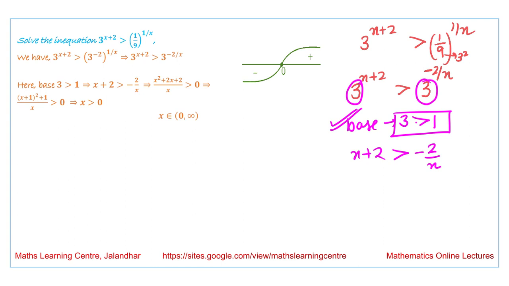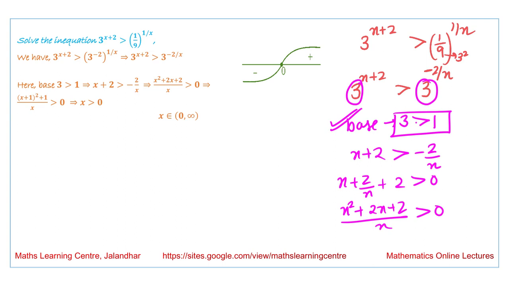So on solving this, we will obtain the value of x. If we shift this term to this side, it is x plus 2 plus 2 by x is greater than 0. So x square plus 2x plus 2 over x is greater than 0.